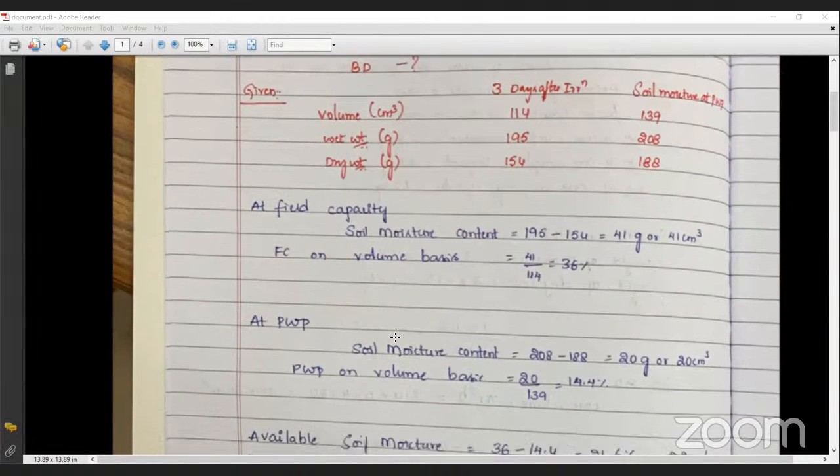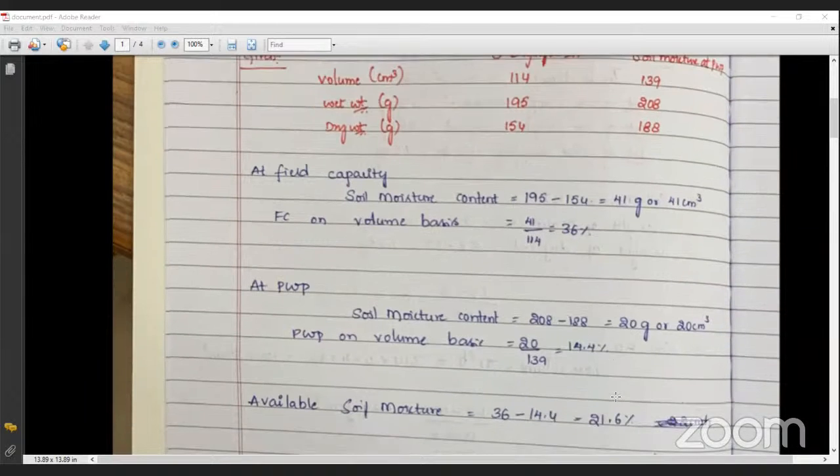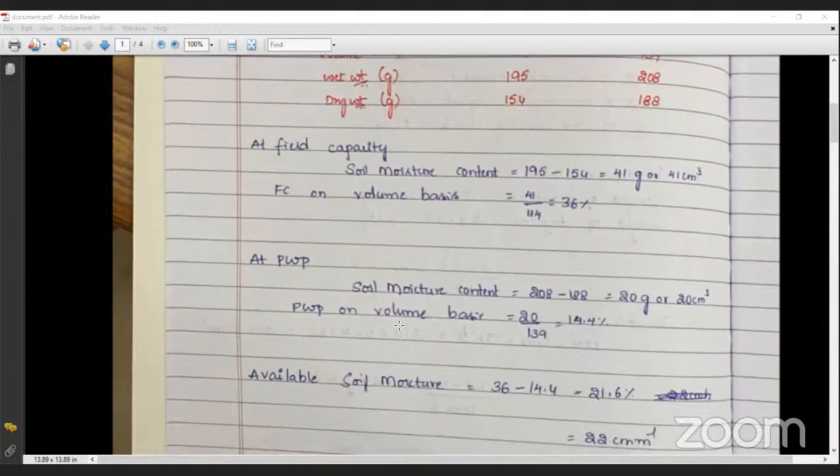Okay, then at permanent wilting point, the soil moisture content is 208 minus 118. That is the soil moisture content at permanent wilting point. 208 minus 118 will give 20 gram or so. Permanent wilting point on a volume basis will give 14.4%. Our major concern is how to calculate the available soil moisture. Please mark this one. Field capacity minus permanent wilting point will give the available soil moisture. 36 minus 14.4 will give 21.6%.